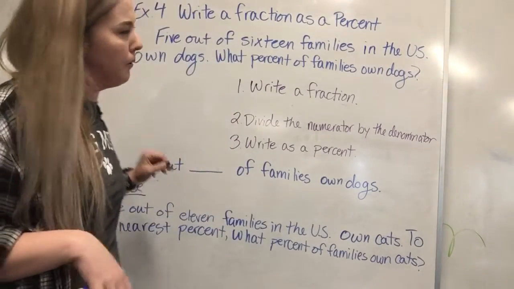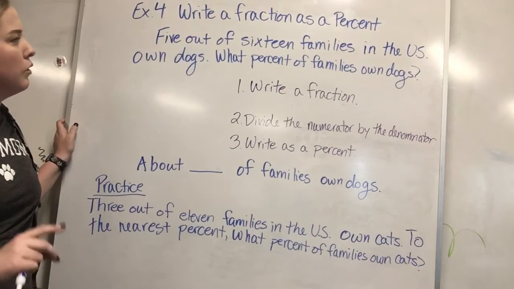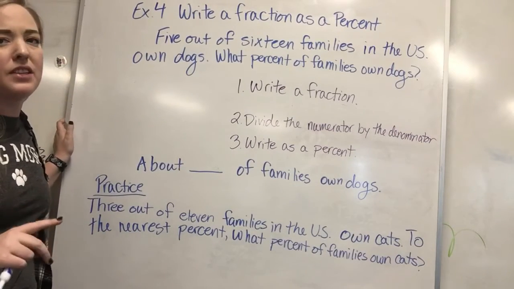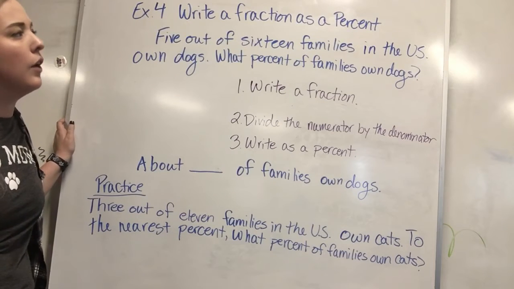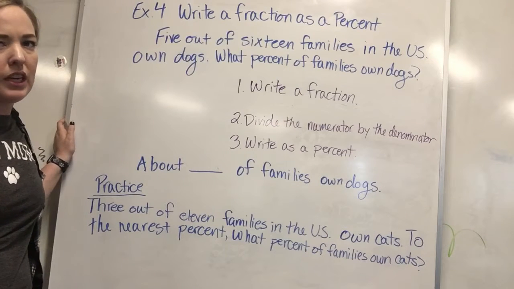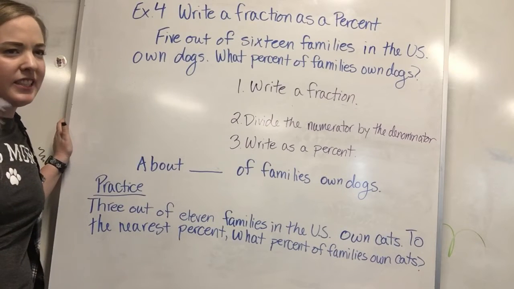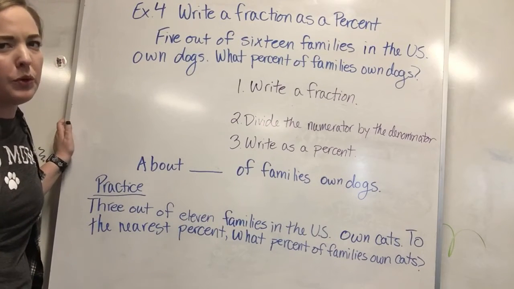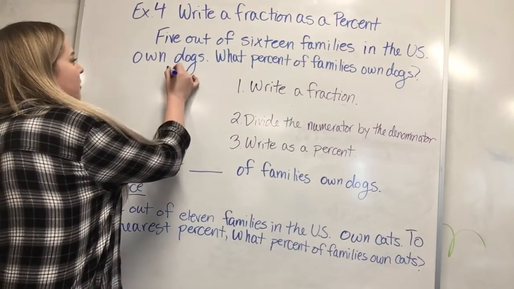So we're going to do a little word problem this time. 5 out of 16 families in the U.S. own dogs. What percent of families own dogs? First thing we need to write a fraction. So 5 out of 16 families. Think about it. What's our numerator going to be? What is desired? Who has dogs? That's the question. So your numerator is going to be 5.